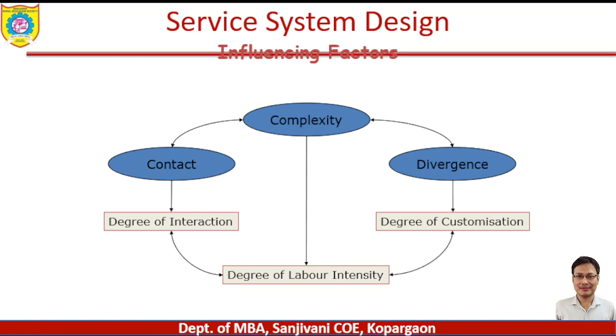Now coming to the service system design, influencing factors can be summarized again: contact, complexity, and divergence. Contact leads to the degree of interaction. Complexity means the degree of labor intensity, whereas divergence means the degree of customization. Service system design can be summarized as the interaction of these three influencing factors.